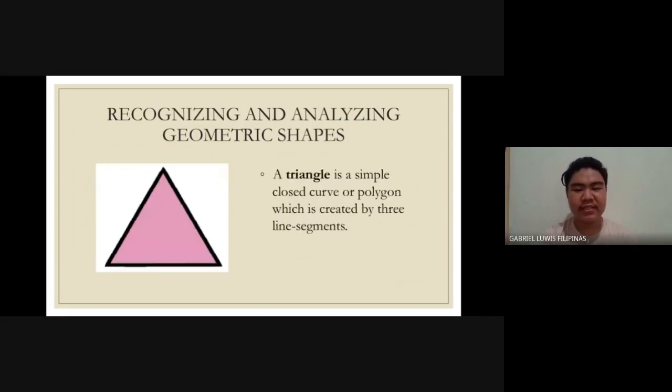Next is the triangle. It's a simple closed curve or polygon which is created by 3 line segments. So there are 3 types of triangle: the acute, the right angle, and the obtuse. The acute is a triangle in which all angles are acute. And the right angle, wherein one particular angle is a right angle. While in the obtuse, one angle is obtuse.